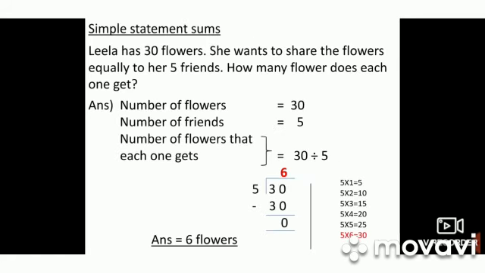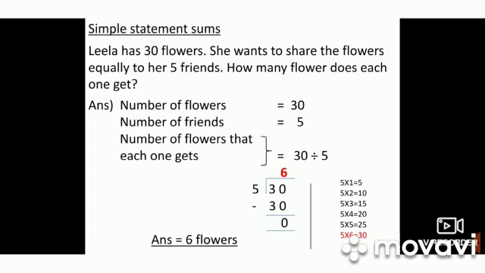Let me explain a simple statement sum. Leela has 30 flowers. She wants to share the flowers equally to her 5 friends. How many flowers does each one get? First statement, number of flowers. How many flowers are there? 30. Write 30. Number of friends. How many friends are there? 5. Write 5. Number of flowers that each one gets. Here we have to write the division statement. So 30 divided by 5.